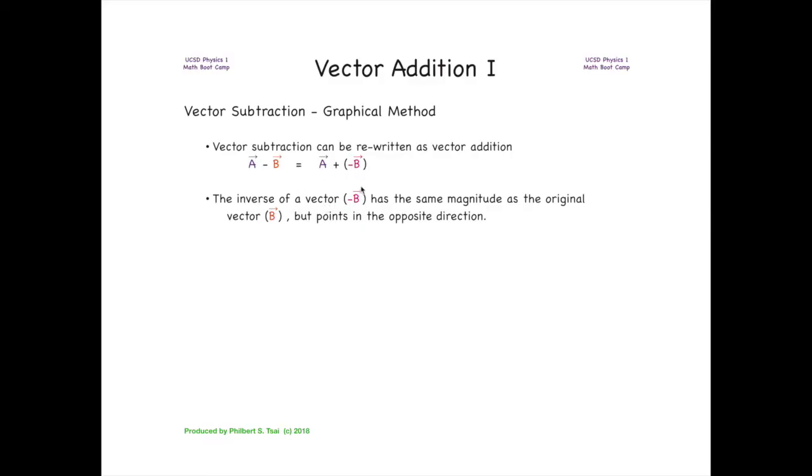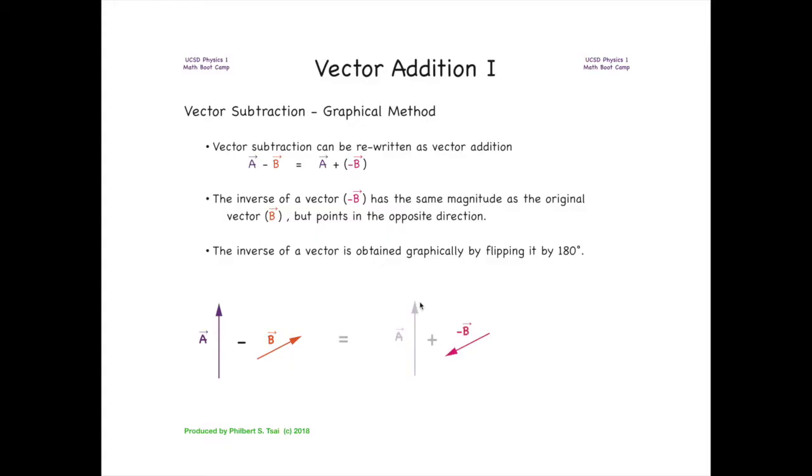The inverse of a vector, or negative vector, has the same magnitude as the original vector, but points in the opposite direction. So if we want to subtract vector b from vector a, we graphically invert the vector by flipping it by 180 degrees. We can then add the inverted vector to the first vector using the same head to tail graphical method to give us a resultant vector that goes from the tail of the first to the head of the second vector.